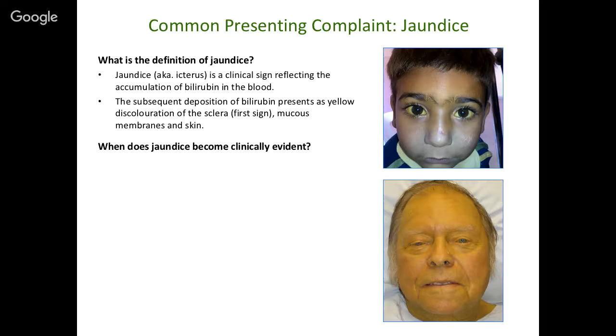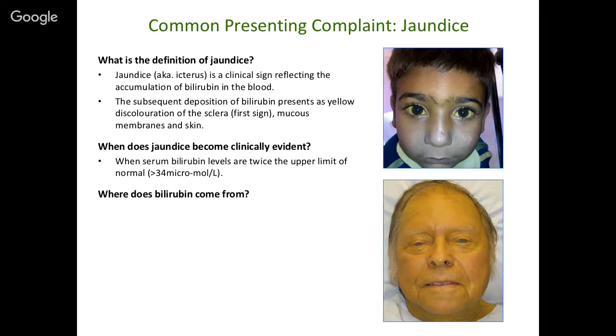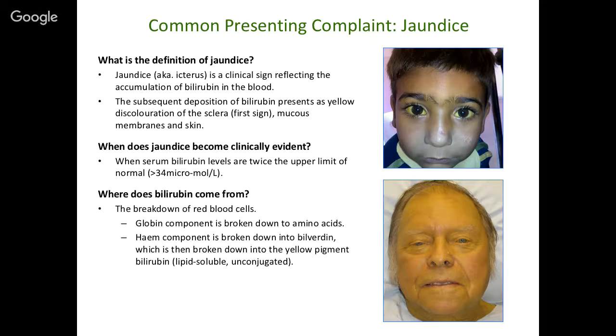Close, 34. Okay, so when it's twice the upper limit of normal. Where does bilirubin come from? Yep, good Mac. Hemolysis of red blood cells. So yeah, remember there's 2 components to hemoglobin, heme and the globin. The heme is the one that gets converted to bilirubin in its lipid-soluble unconjugated state.